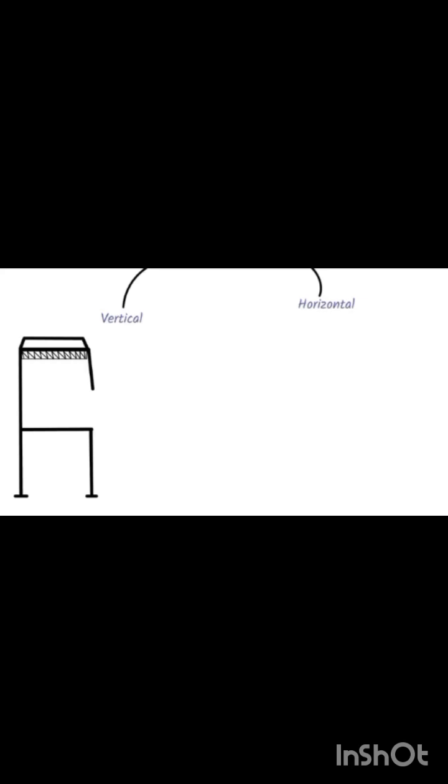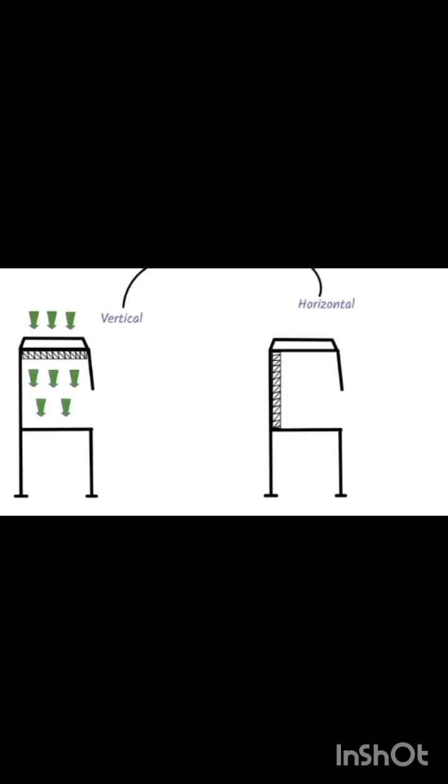There are two types of laminar airflow cabinets, based on the direction of the airflow: vertical and horizontal laminar airflow cabinets. In the vertical laminar airflow, air moves from the top of the cabinet towards the workbench. Similarly, in the horizontal laminar airflow, the air flows from behind towards the operator.